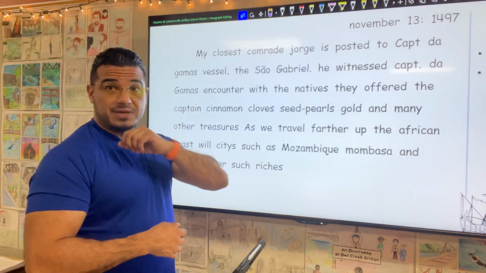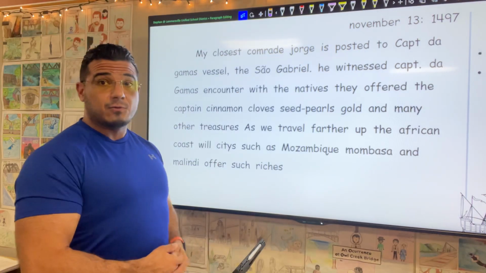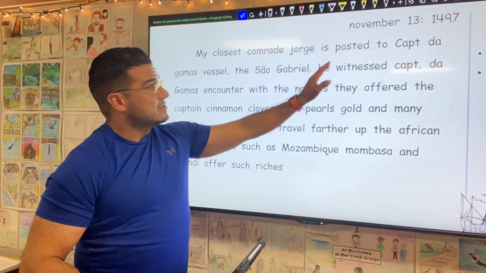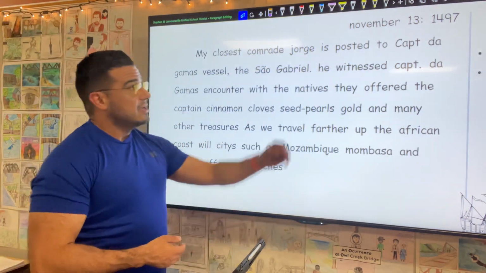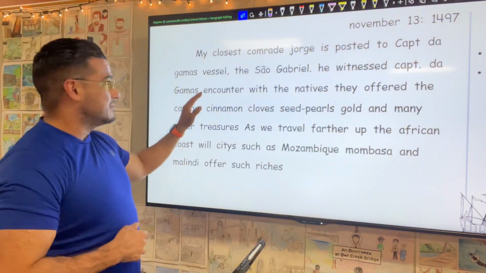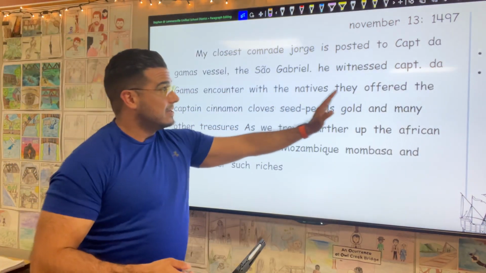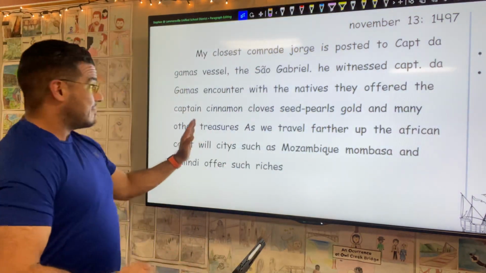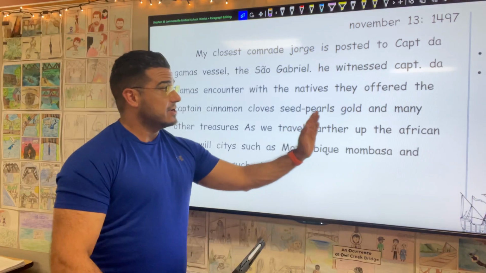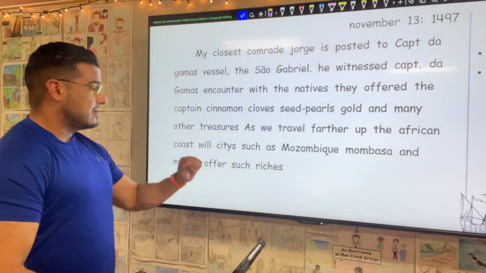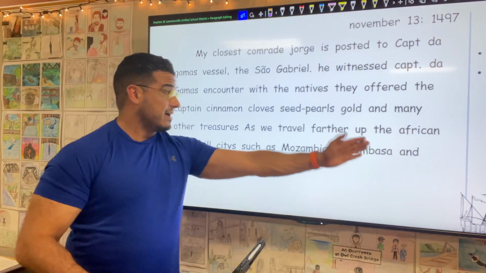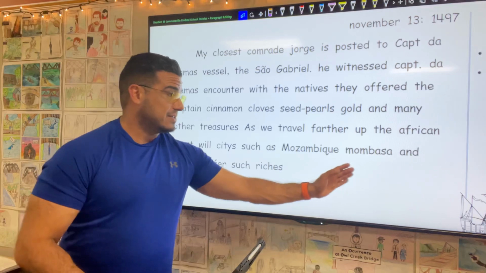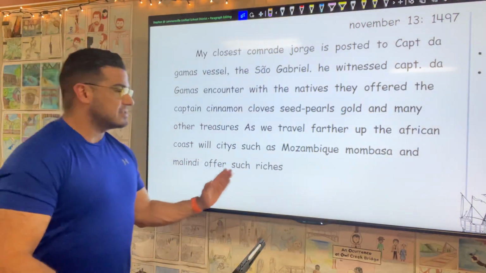At the upper right-hand corner, we begin with our date. We have November 13th, 1497. Continuing, my closest comrade, George, is posted to Capt, which is an abbreviation, de Gama's vessel, the São Gabriel. He witnessed Capt de Gama's encounter with the natives. They offered the captain cinnamon, cloves, seed pearls, gold, and many other treasures. As we travel farther up the African coast, will cities such as Mozambique, Mombasa, and Malindi offer such riches?